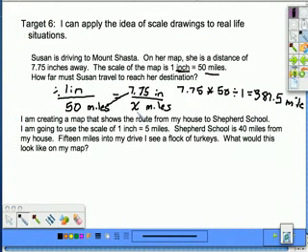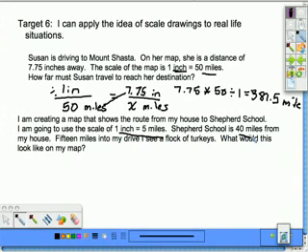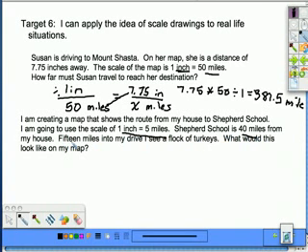The second example would be if I was creating my own map. I could still use the idea of proportions and scale drawings to figure out how far apart to place things on my map. I'm creating a map that shows the route from my house to Shepherd School. I'm going to use a scale of 1 inch equals 5 miles. That's for everything on my map. Shepherd School is 40 miles from my house, and then 15 miles into my drive I see a flock of turkeys. What would this look like on my map?